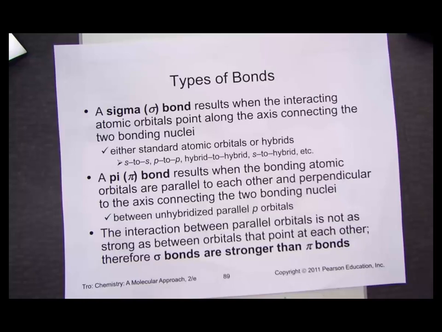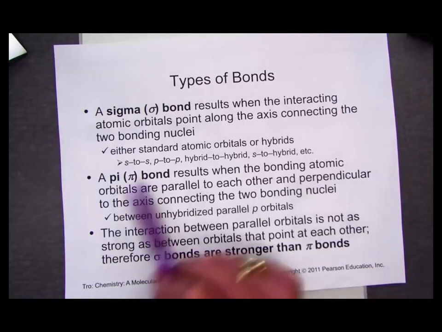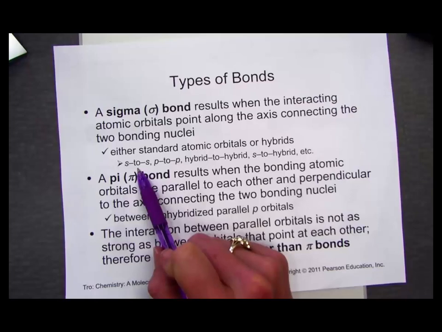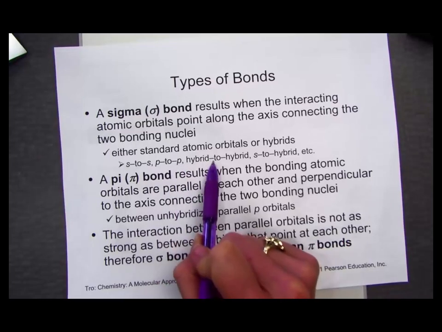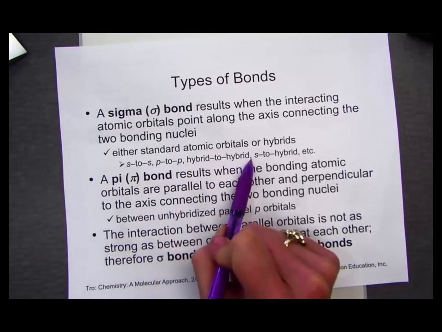Back to talking about bonds and the way they align themselves in a geometric fashion. Single bonds are known as sigma bonds. They result when the interacting atomic orbitals point along the axes connecting two bonding nuclei. S to S orbital overlapping is a sigma bond. P to P orbital overlapping is a sigma bond. Hybrid to hybrid, hybrid to S, any type of single bond.